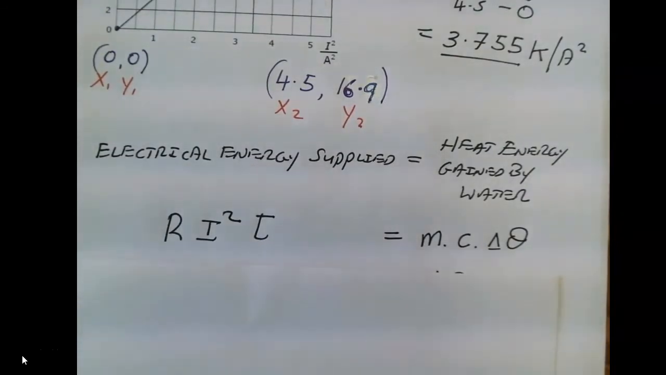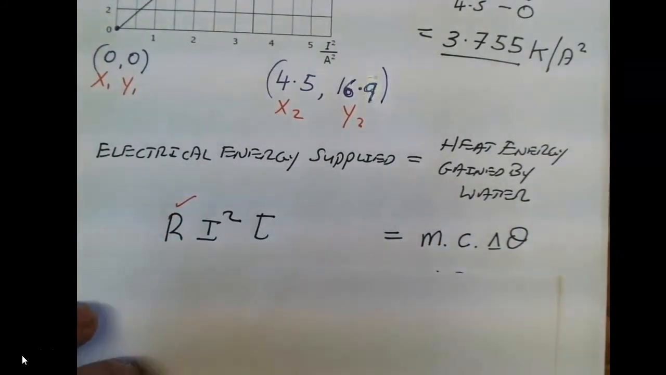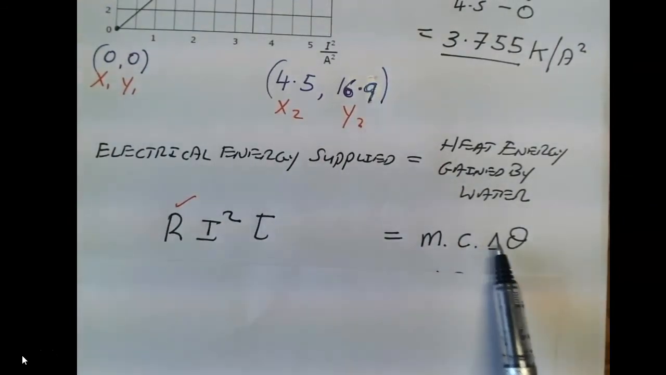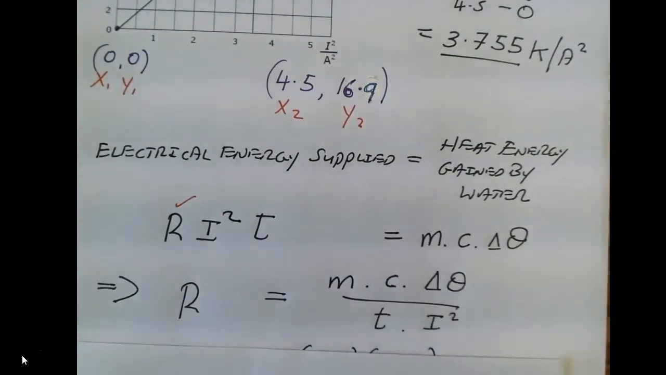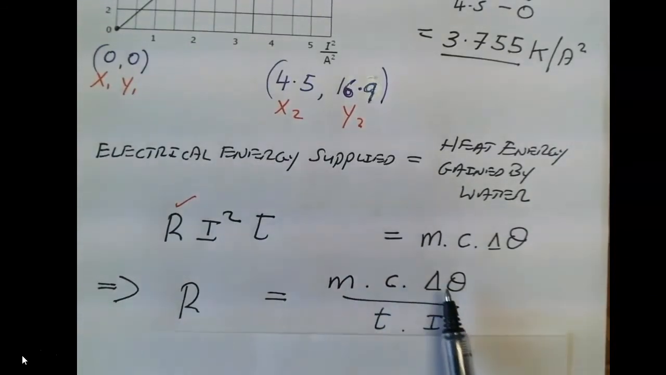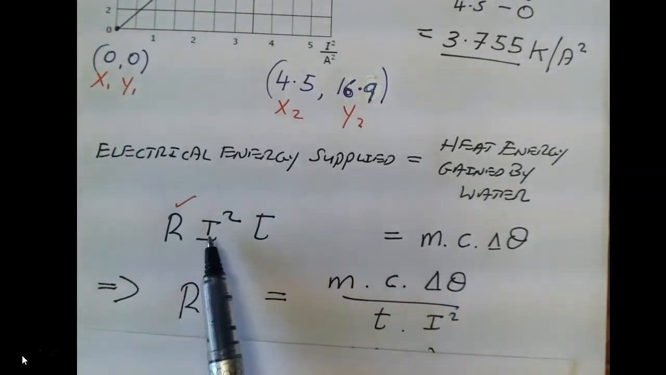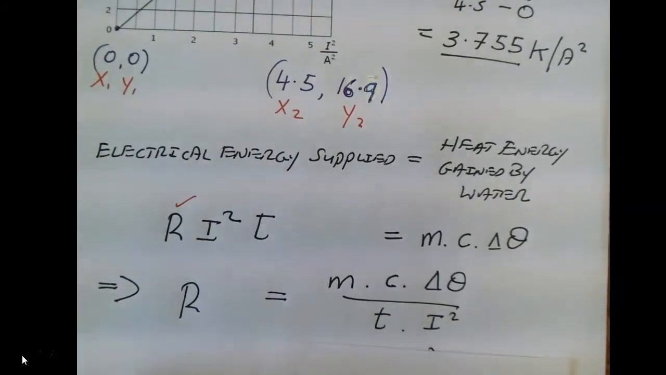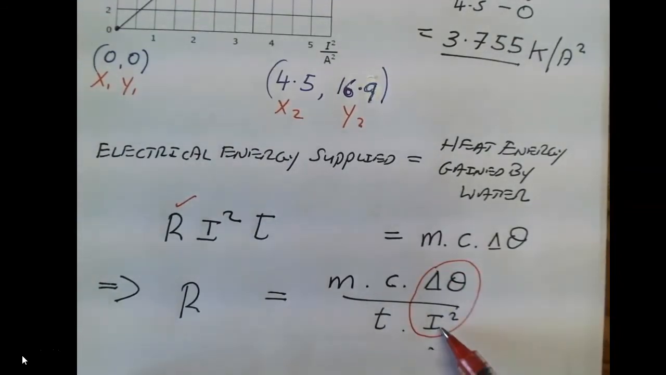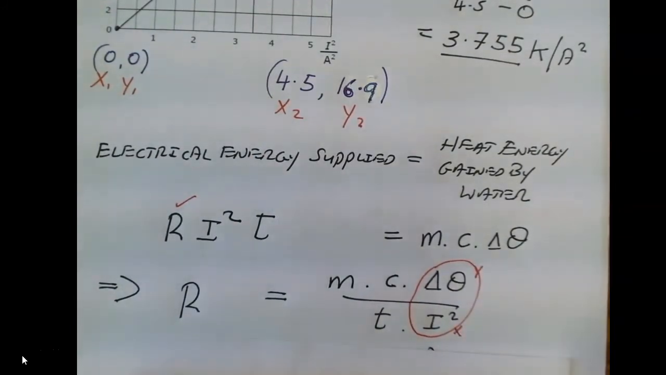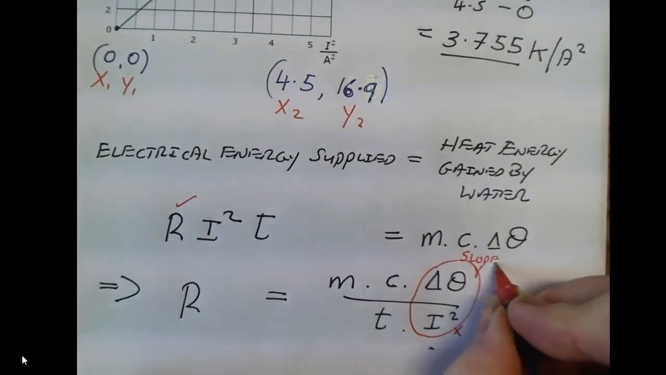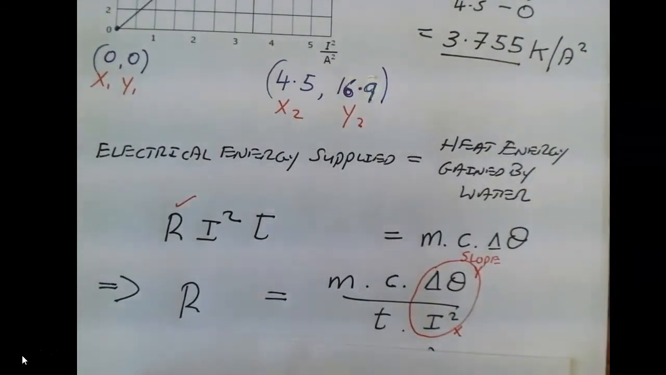In this relationship here, of course, never lose sight of what we're looking for. We're looking for the resistance of the heating coil. We're given the mass, we're given the specific heat capacity, we're given the time. So just rearranging that formula, I end up with resistance equals mass, specific heat capacity by rise in temperature over time by current squared, which I brought across. Then we look at this here and we say, well, we've already calculated this: rise in temperature, which was on the y-axis of the graph, over the current squared, which was on the x-axis of the graph. That is the slope of the graph, which we've already calculated as 3.755.